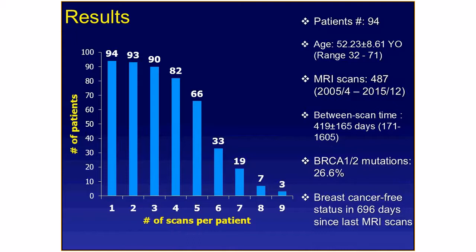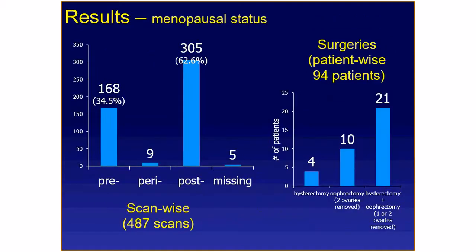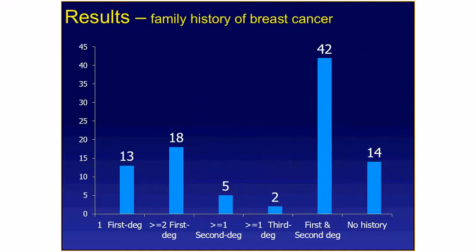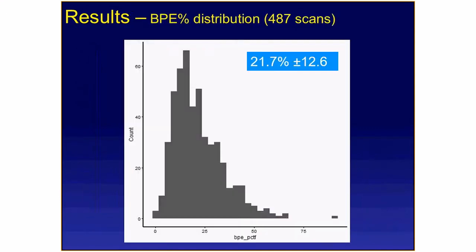In this study we have about 100 patients and about 500 scans. So on average each woman has 5 sequential negative MRIs. Some have BRCA mutations, and all are breast cancer free for about 2 years after the latest MRI, so we make sure they are cancer free. There are also other properties: menopausal status, whether they had surgeries, whether they take hormones, and family history, all of which can affect the BPEs.